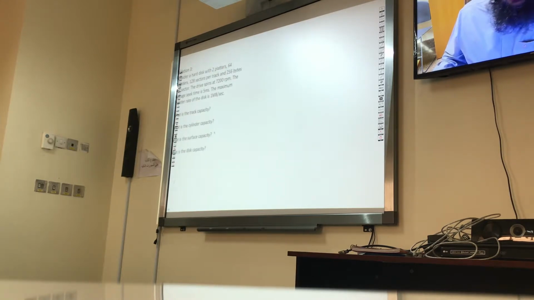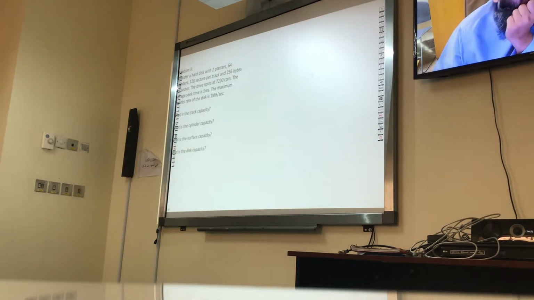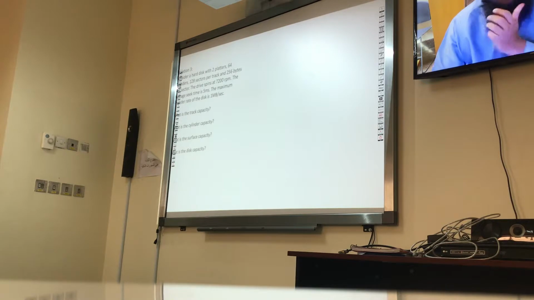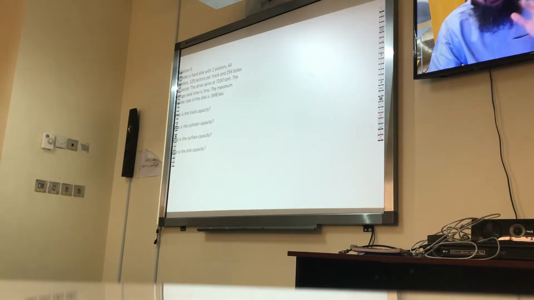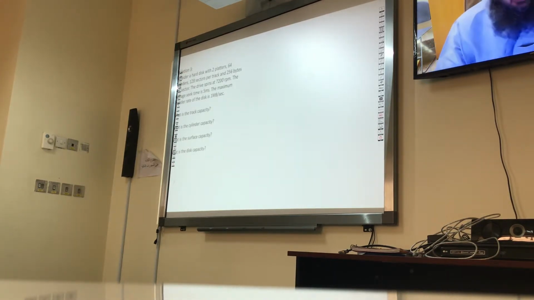Alright, let's look at another problem. Okay, so what I've done here is I've given you some description of a hard disk. And then I'm asking you, on this slide and on other slides, a lot of questions about the same hard disk. Okay? So there is a hard disk with 2 plates, 64 cylinders, 128 sectors in each track, and 256 bytes in each sector.